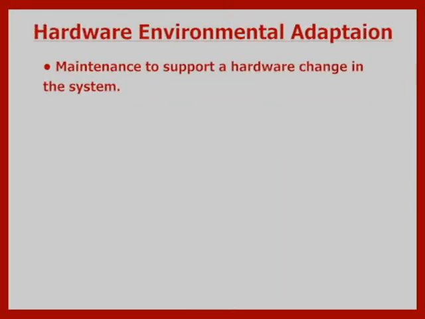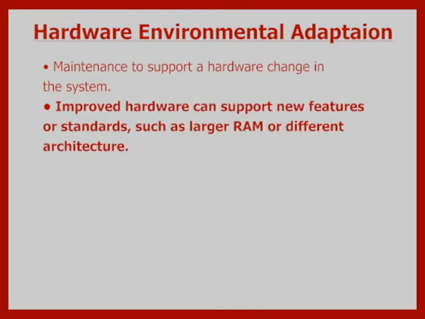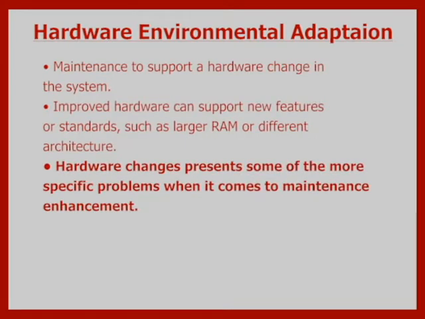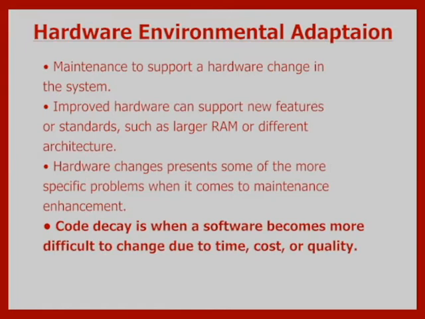Hardware EA is maintenance to support a hardware change in the system, because improved hardware can support new features or standards, such as using more RAM or architecture. Hardware changes present some of the more specific problems when it comes to software maintenance enhancements, as noted in what you can term as code decay. That is when the software becomes more difficult to change due to time, cost, or quality.